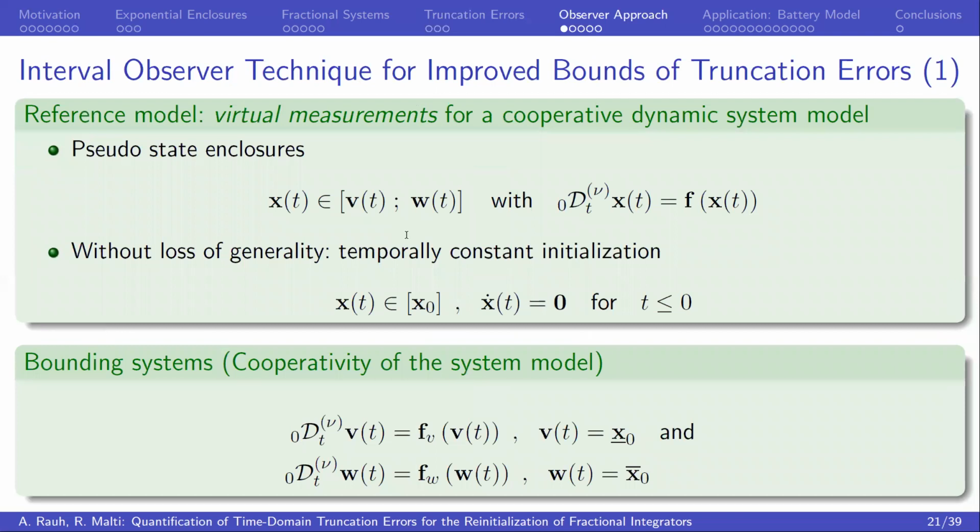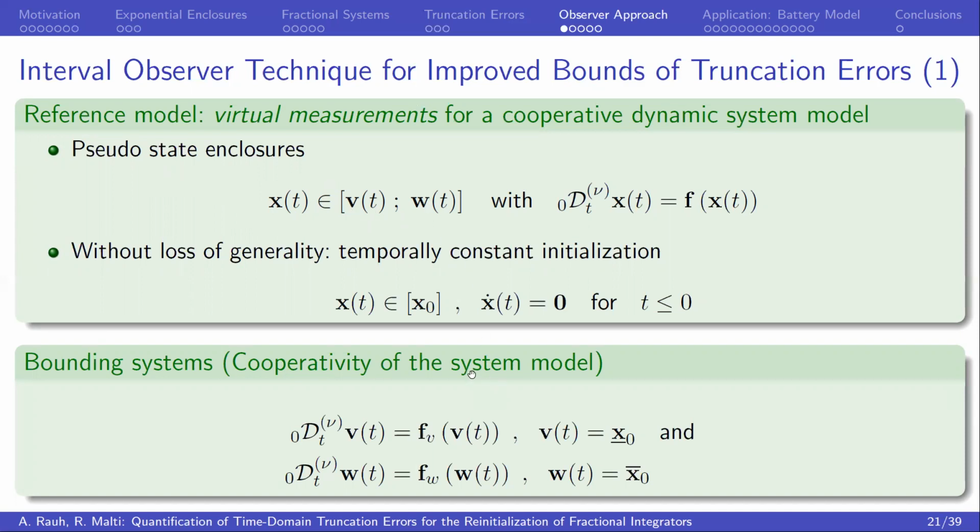Now the question is: is it possible to use information from the simulation of a fractional system model, on the one hand initialized at t equal to 0, for the reinitialization at some future point of time? For that purpose, we restrict ourselves in the remainder of this talk to the case that we have cooperative dynamic system models. This cooperative dynamic system model is described in such a way that we can compute guaranteed bounds for the pseudo-states x, where the lower bounds are denoted by v and the upper bounds are denoted by w.